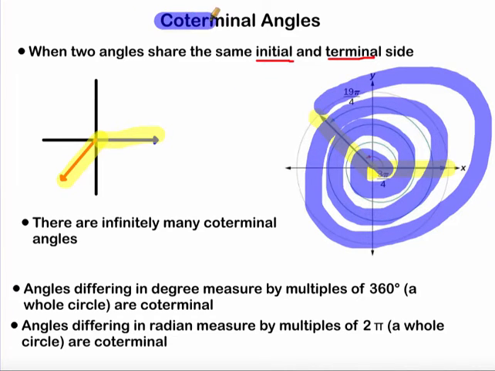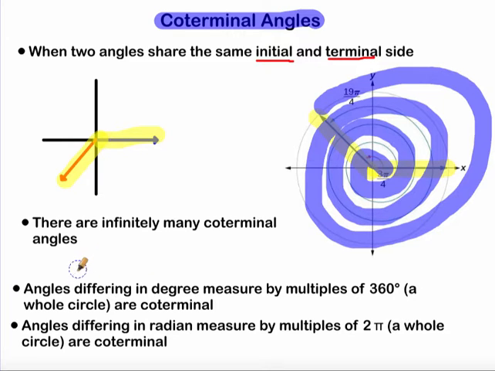So coterminal angles are essentially angles that look identical if you didn't have all the swirlies to back up how big they are. So some key facts are that there's infinitely many coterminal angles. For example, if I said 8 pi over 5, find coterminal angles, if you continuously added or subtracted circles from that measurement, you would be finding an infinite number of coterminal angles.